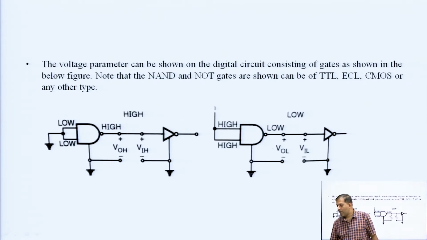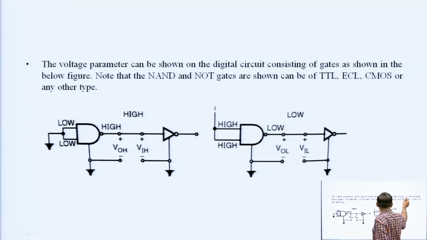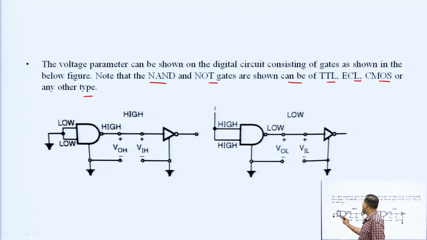Next, the voltage parameters can be shown in the detailed circuit consisting of gates as shown in the below figure. This is the NAND gate and NOT gates are shown, which can be of TTL, ECL, CMOS or any other type, okay. So, this is the NAND gate, we are giving the two low inputs. We know that when both are low in a NAND gate the output will be high, and when both the inputs are high in a NAND gate we will be having low voltage, okay.